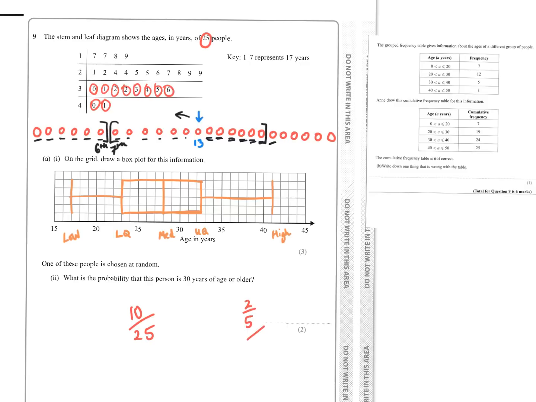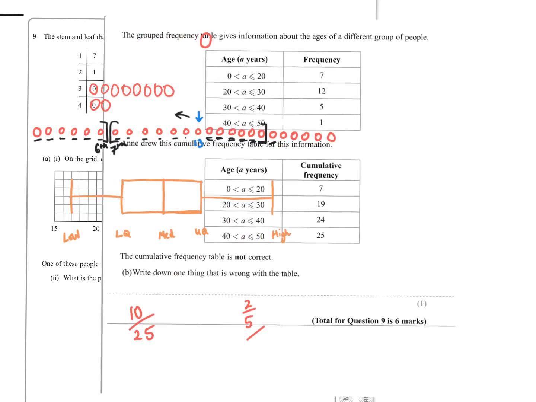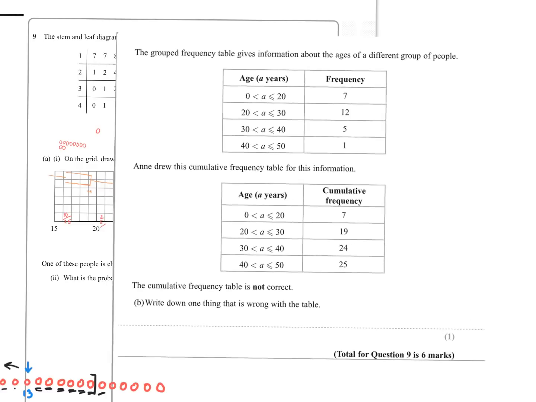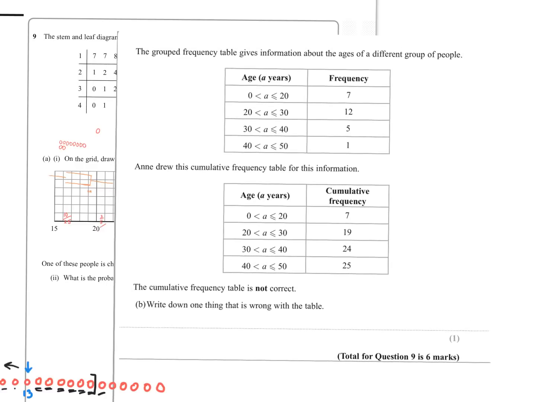Let's have a look at the next part of the question now. So we can move that out of the way. It says the grouped frequency table gives information about the ages of a different group of people. Andrew draws this cumulative frequency table for this information. The cumulative frequency table is not correct. Write down one thing that is wrong with the table. Well, interestingly, it's only the cumulative frequency table that is wrong. So this one is given as correct.